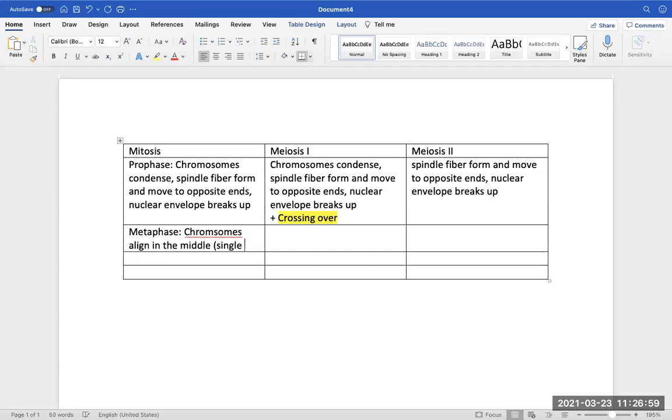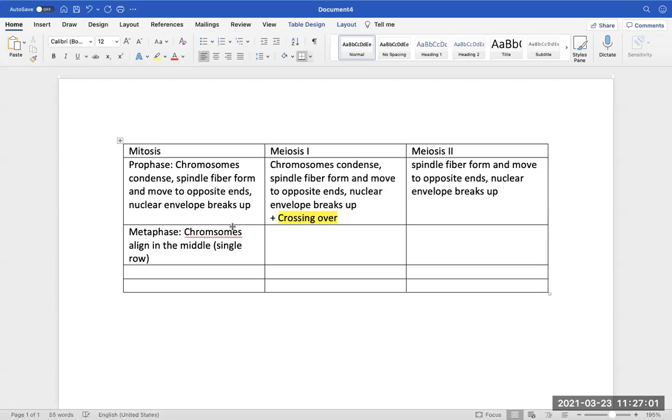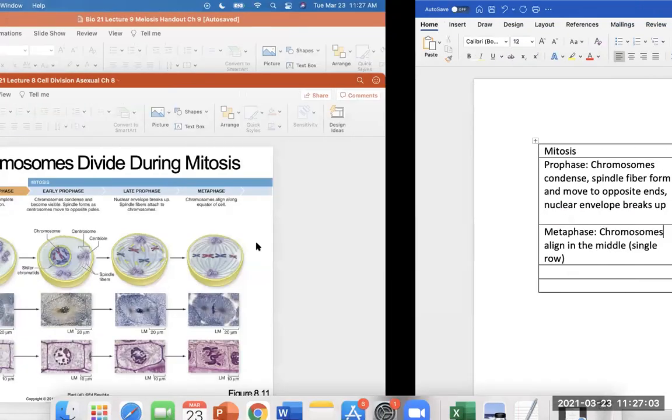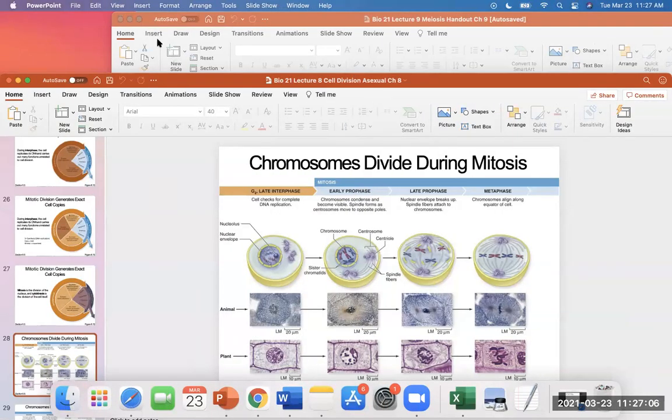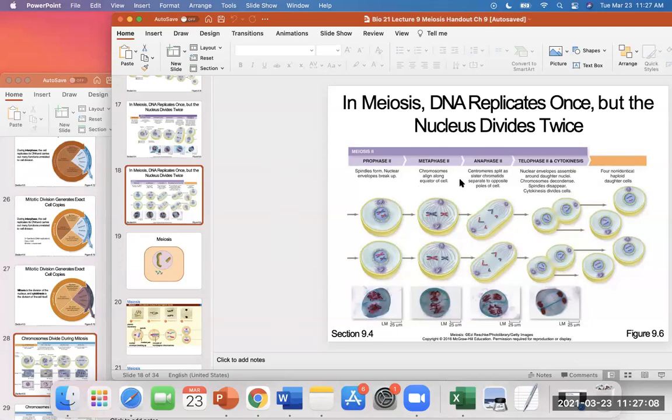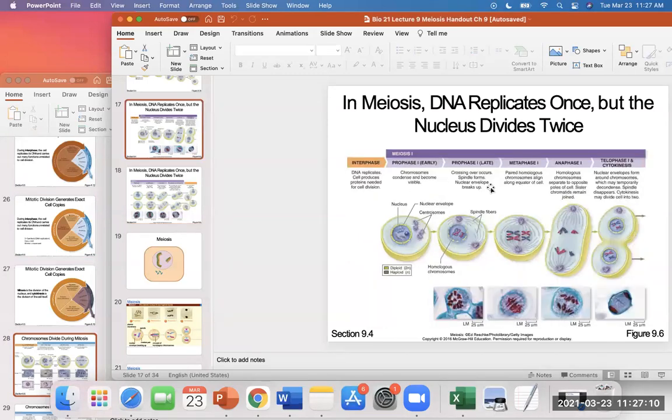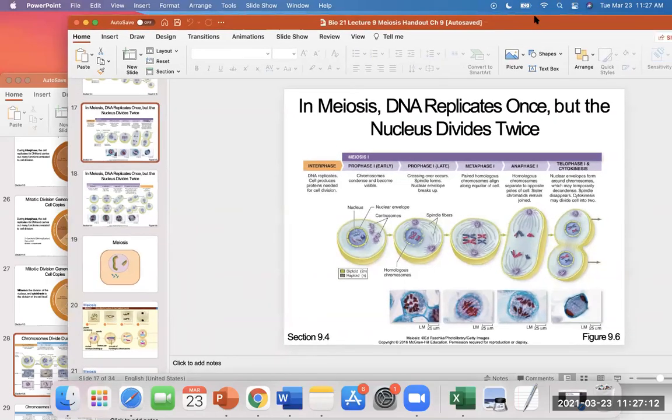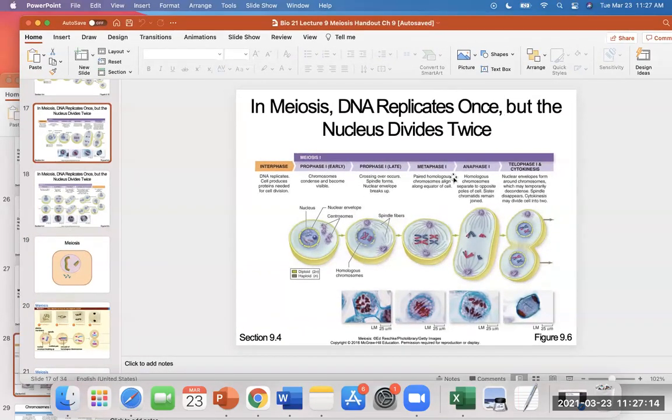And it's a single row. That's metaphase for mitosis. Let's look at metaphase for meiosis. So for meiosis 1, here is your metaphase. It says paired homologous chromosomes line up in the middle. Still the same thing going on, but they're paired and they're homologous. Hopefully you guys know what homologous means.